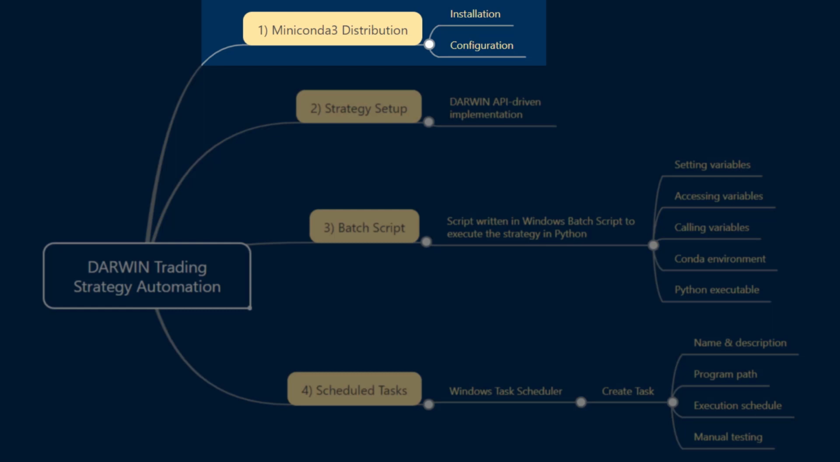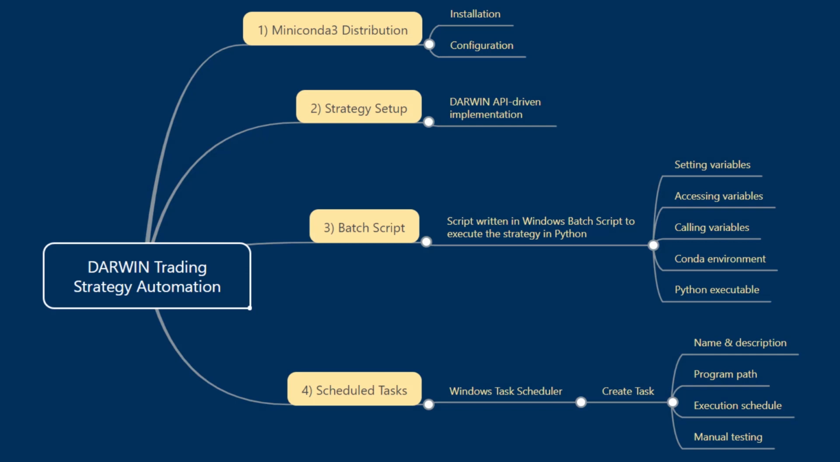Our focus here will be automating a Python driven trading strategy using the Darwin API. In that miniconda 3 distribution, we'll cover the subject of installation and configuration for subsequent use in your strategy. The next tutorial will be on strategy setup and configuration.